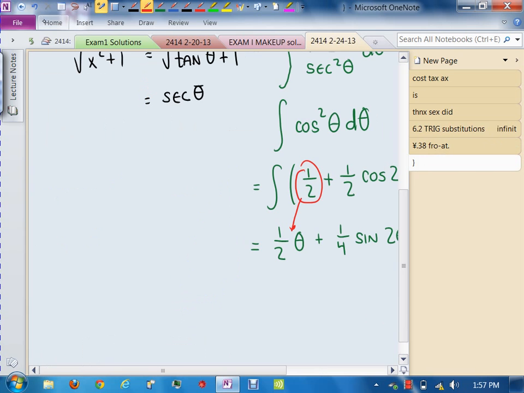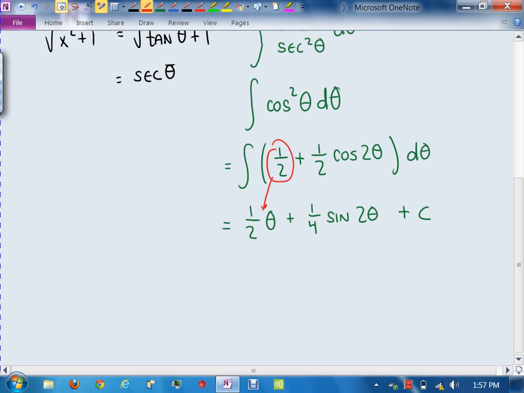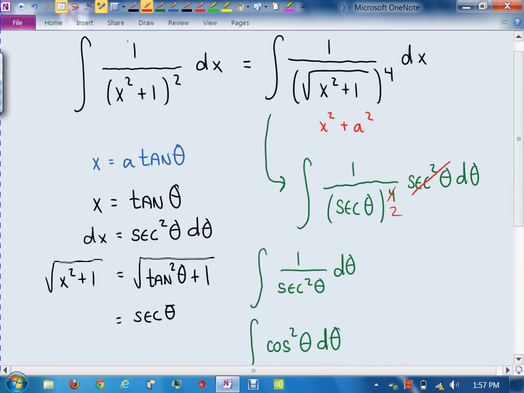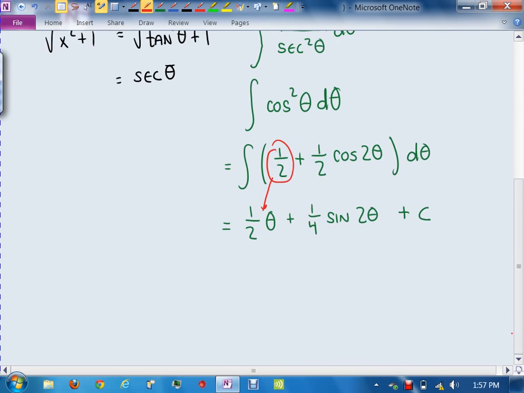Well, let's go back and look at our relationship again. I'm still going to grab our substitution. This was our substitution, right? x is tan theta. That was our substitution. I'm still going to write that down over here. x equals tan theta. Can you solve that for theta?